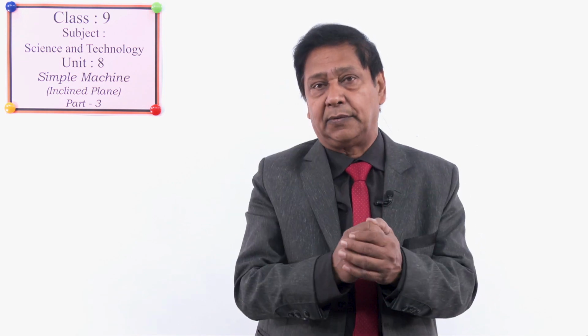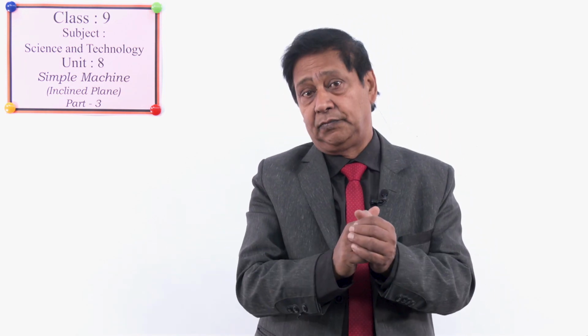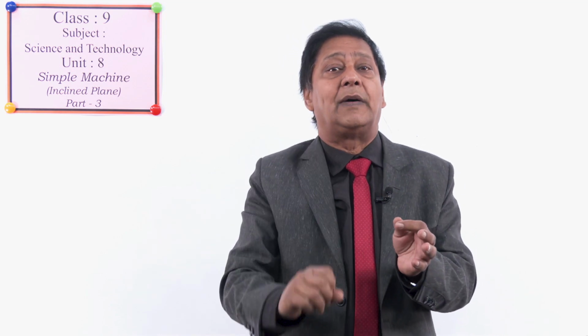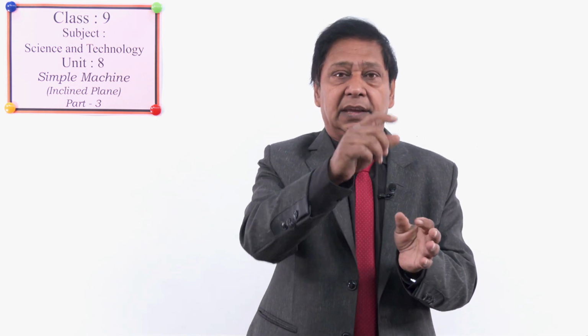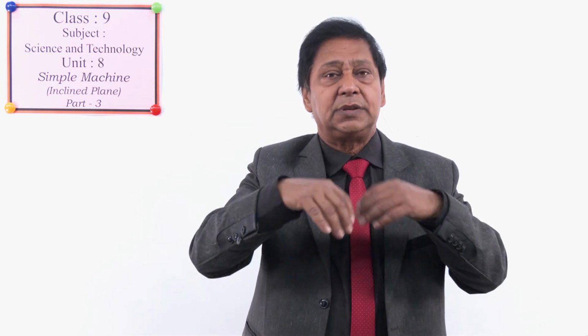The ratio of load to effort is called mechanical advantage. MA equals load by effort. This is the same for every simple machine. In the same way, efficiency is also the same for every simple machine. Efficiency means the ratio of mechanical advantage to the velocity ratio expressed in percentage. Efficiency, which is denoted by eta, equals MA by VR into 100%. It can be represented this way also.